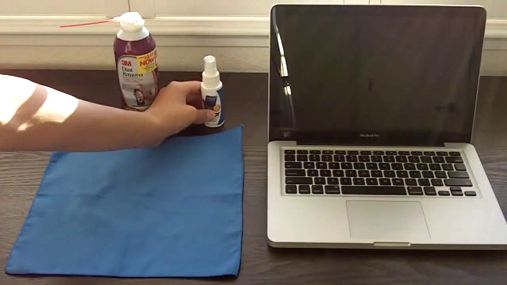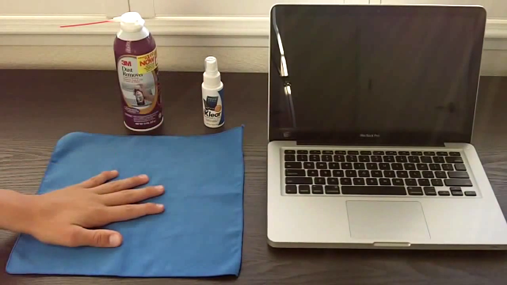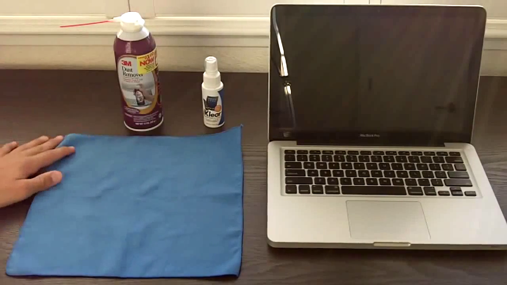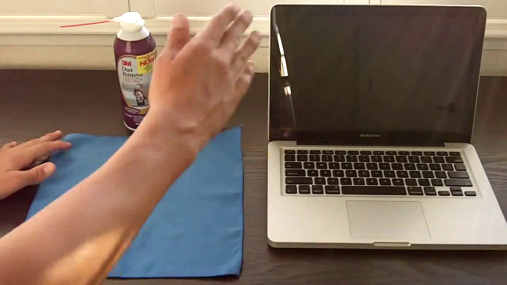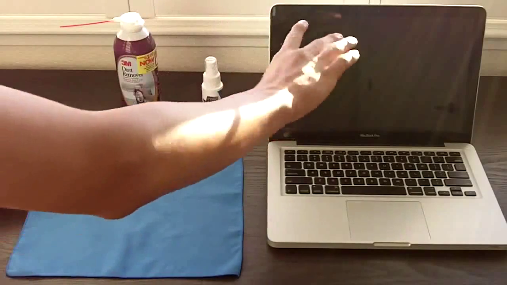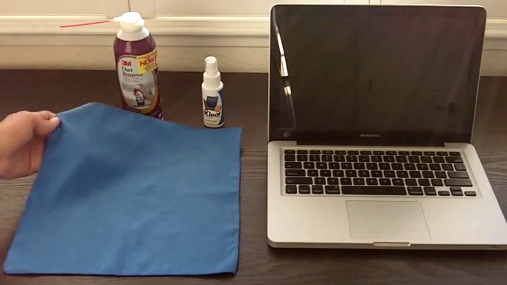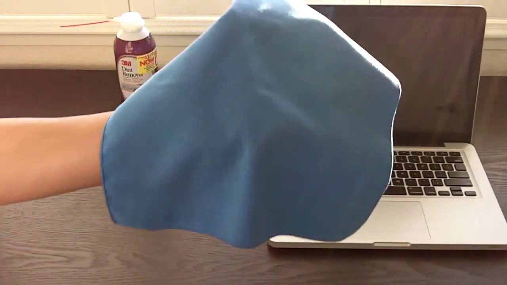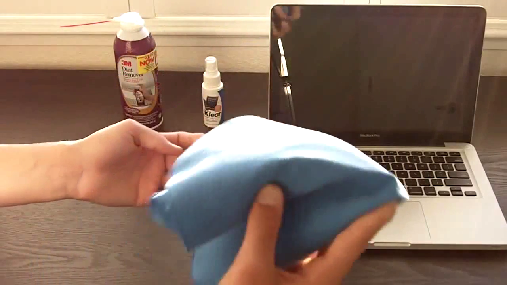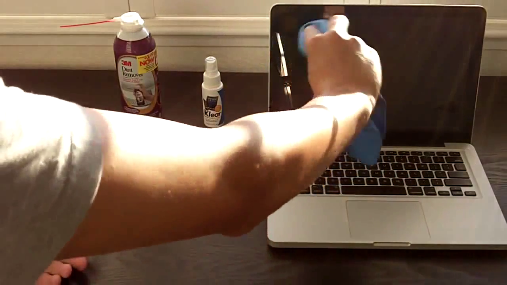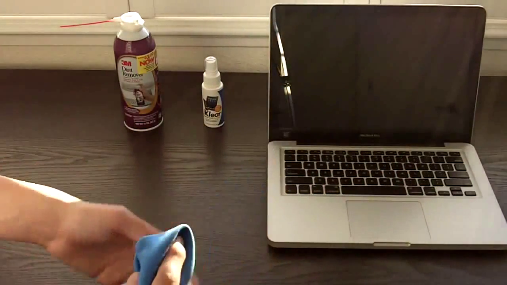Now the second thing is people use paper towels or tissues, and the problem with that is the surface on the paper towel is really rough, so when you're cleaning away at your laptop, you're going to leave little scratches in your display, so that's really bad. So what you're going to use is a microfiber cloth or lint-free cloth, just some kind of cloth. I really recommend microfiber because the fibers can really get into the screen and wipe away all the dirt and grime.